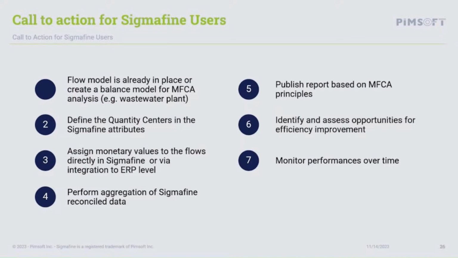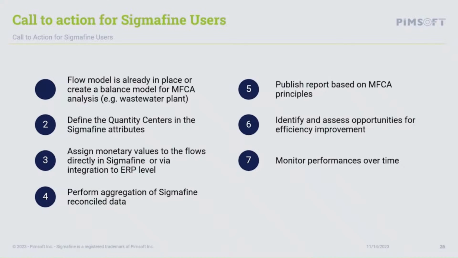This slide is really for our users. It's a call to action. If you're already a SigmaFine user, you probably already have a balanced model in place. By improving an existing template, you may use your current SigmaFine to cover this additional functionality of your business, which is the mass and energy flow balances as defined by MFCA. Quantity centers can be identified by assigning proper SigmaFine attributes to the assets belonging to each QC. Monetary values can either be directly associated in SigmaFine, or more often, integration between material and energy cost flow is done at the ERP level through the SigmaFine integration framework.